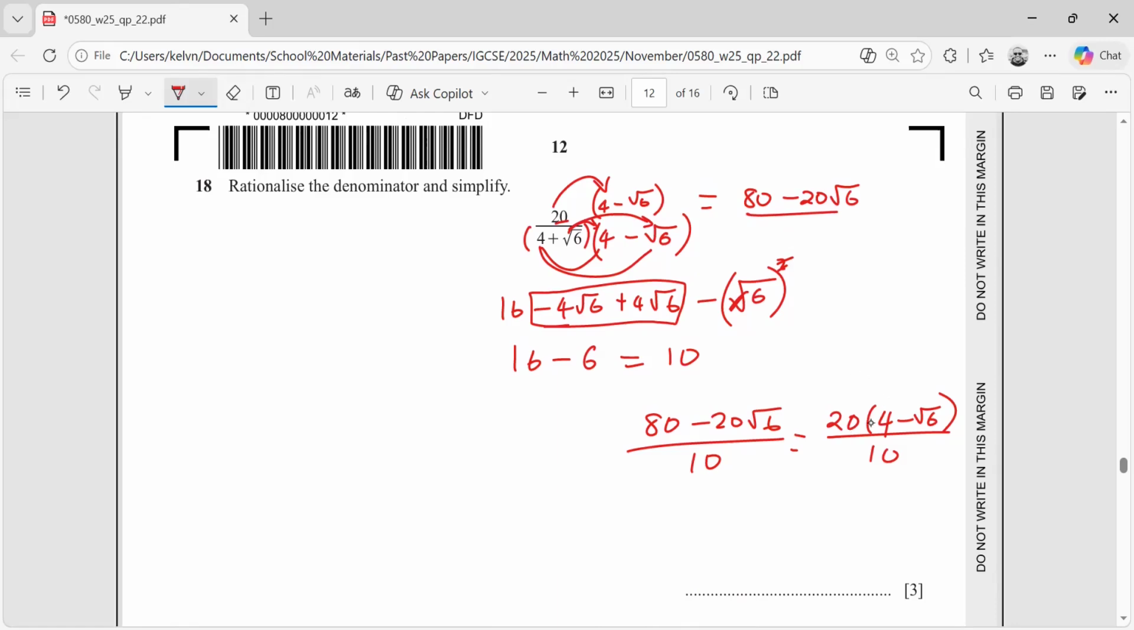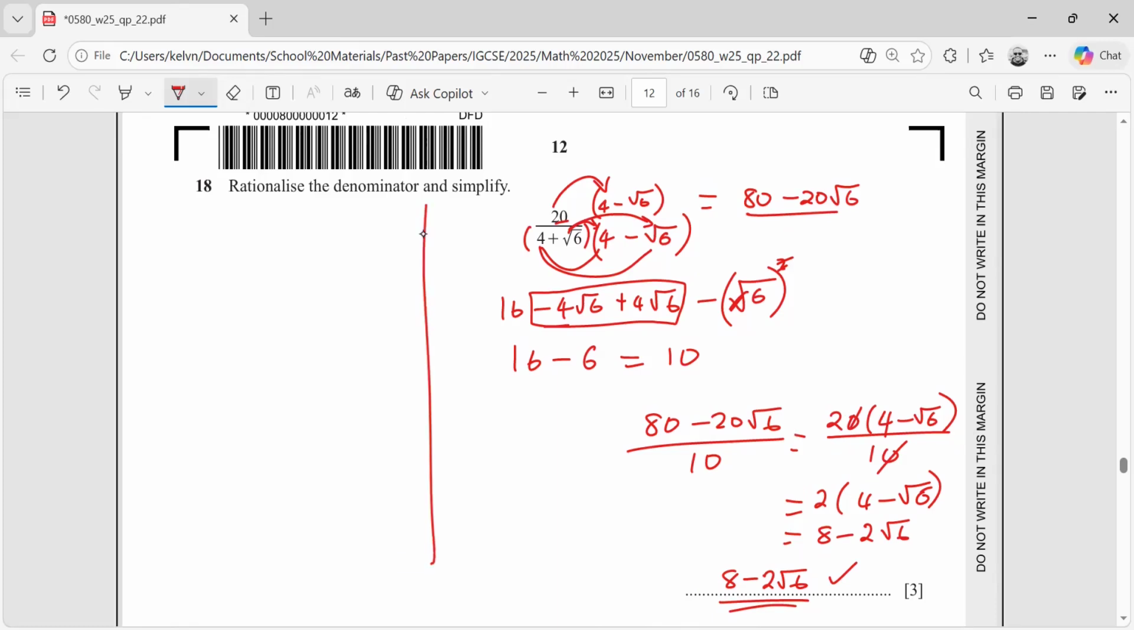But anyway, we just wrote back the original one, because this time I can cancel this. And now I have 2 into the bracket for square root 6, and this time I can expand the bracket. So I'll have 8 minus 2 square root 6. That is our answer, 8 minus 2 square root 6. I don't know why I'm leaving a lot of space on this side. I hope you won't do that. But anyway, that's how you solve it.